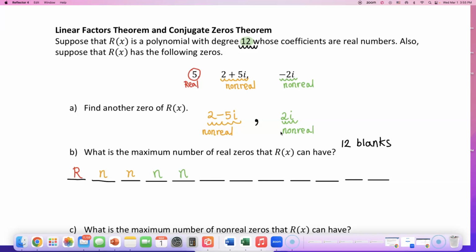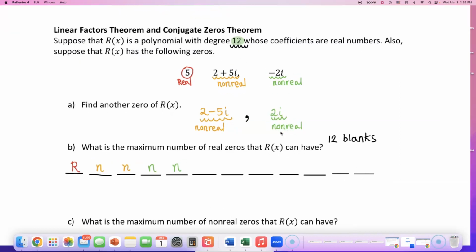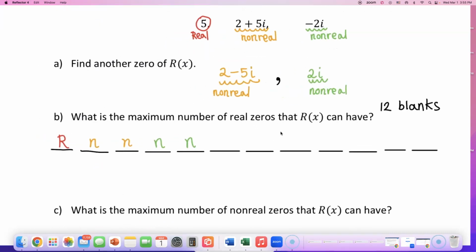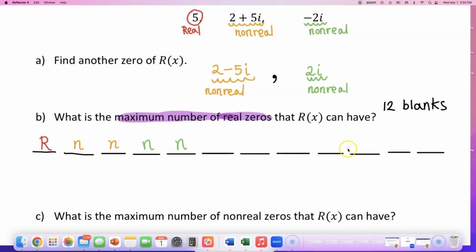You know what? That's the given, and that given is not going to change. I'm just going to quickly copy this. Okay, give me 1 second. I'm going to copy this down for the next part because we're going to use that same given. Nothing changes. But here, what they want is the maximum number of real zeros R of x can have. So what we're going to do is fill out the rest of them as real, because there's no condition to be a real zero, okay? It doesn't have to come in pairs. So look at what I'm doing. I'm going to fill out the rest of them as R. Let's put R everywhere, okay?